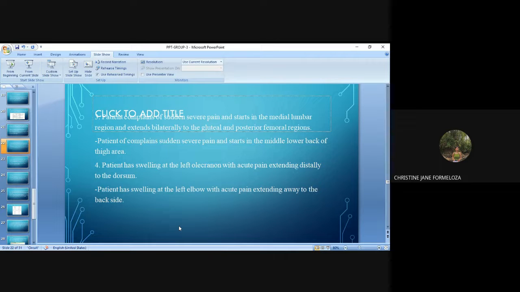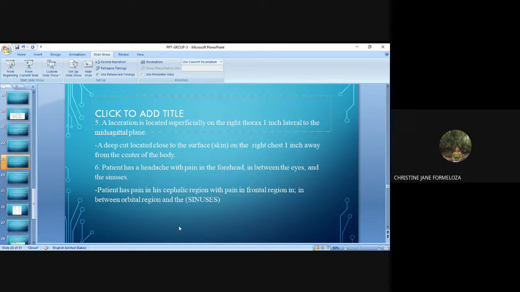Number 4, patient has swelling at the left olecranon with acute pain extending distally to the dorsum. Left olecranon means left elbow, while dorsum, back side. So the answer is patient has swelling at the left elbow with acute pain extending away to the back side. Next slide, please. Thank you.